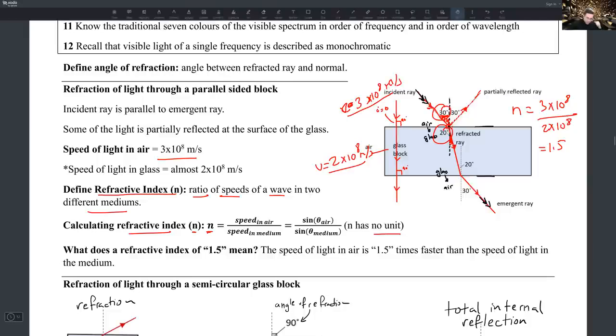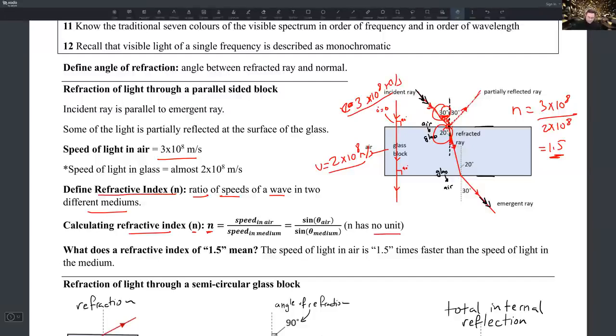Before I explain the sine of the angle part, I want to point something out. What does 1.5 even mean as a value? When I tell you n is 1.5, what does it mean? It surely has a meaning. It's not just a random number. It's physics. Come on. We don't have random numbers.